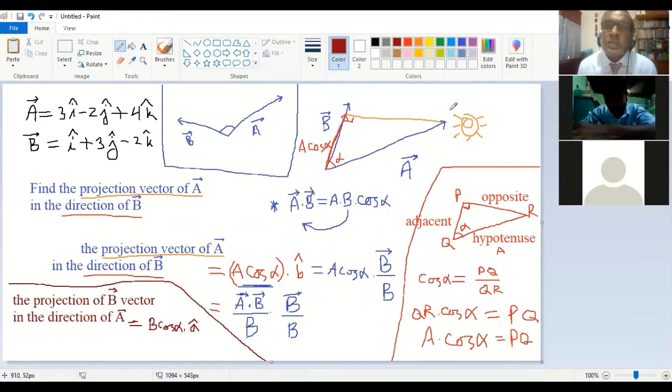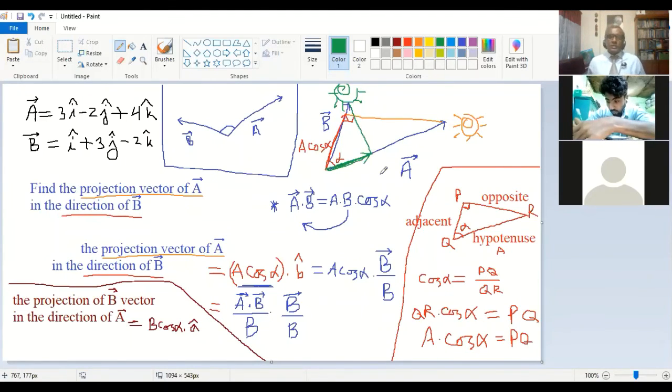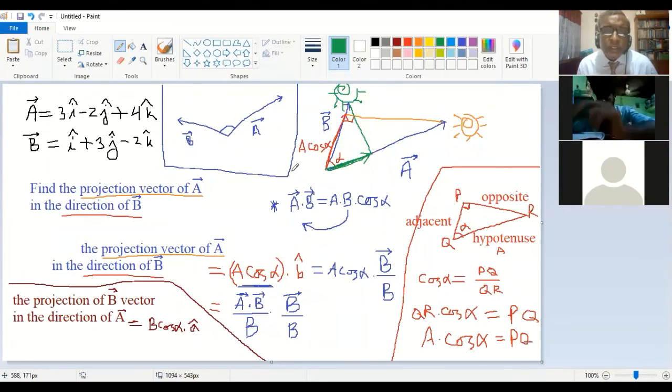And in that case, the figure will be that the sun is here, and then you are getting the shadow of B on the vector A. So this will be the length, and then the direction is the A direction, like this. So that is the concept and calculation of projection. I gave some questions like this also in the worksheet.